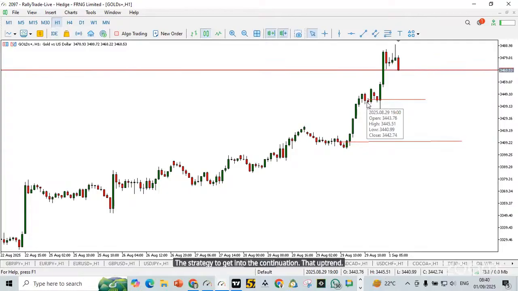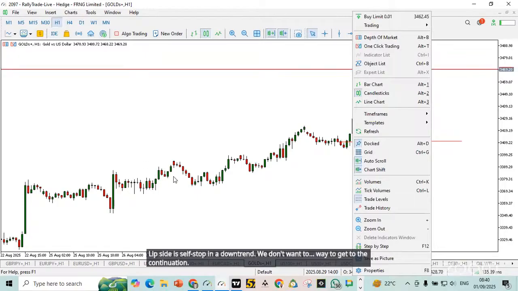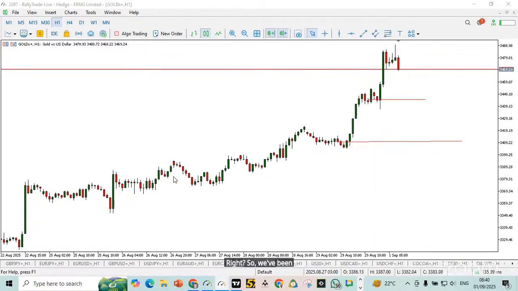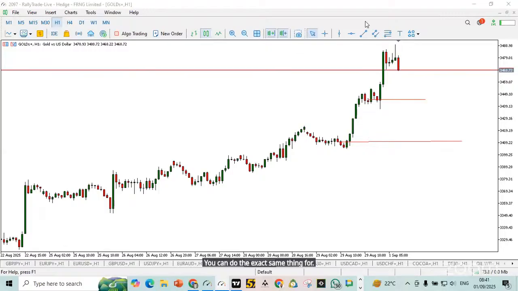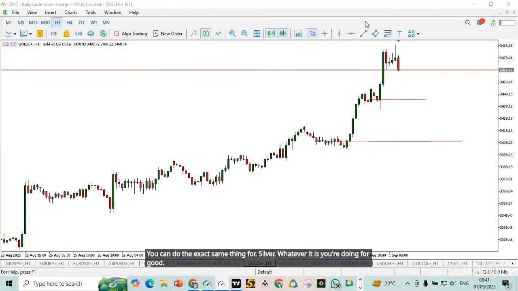The flip side is a sell stop in a downtrend below a lower low, which is a way to get the continuation of that trade, right? So we've been able to analyze gold from what we can see on the chart. Whatever you are doing for gold, you can do the exact same thing for silver.